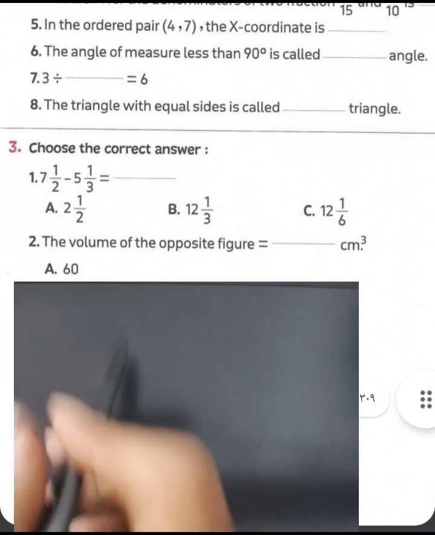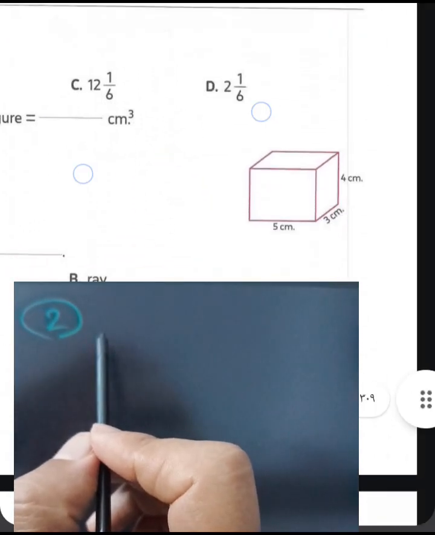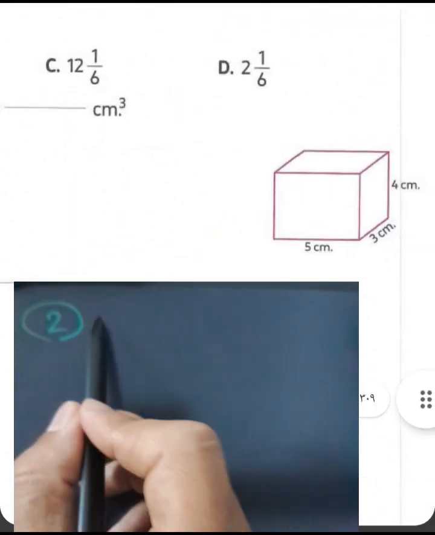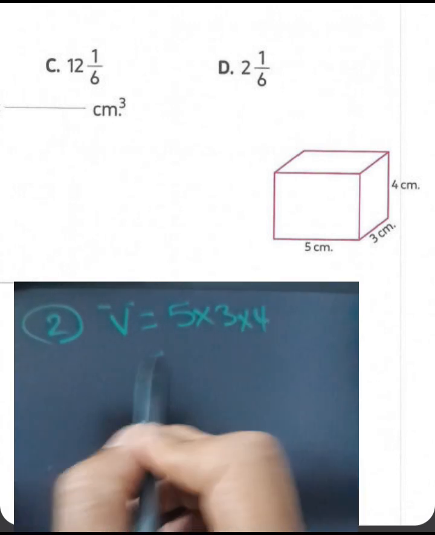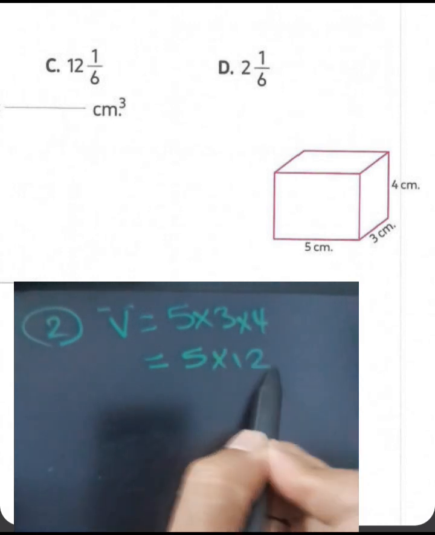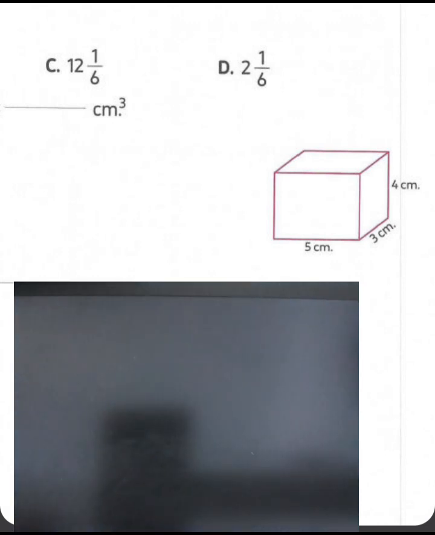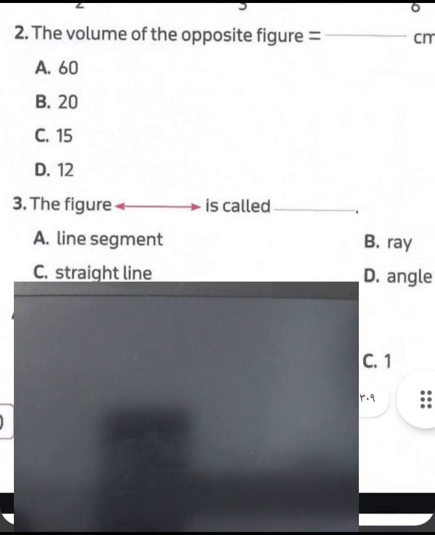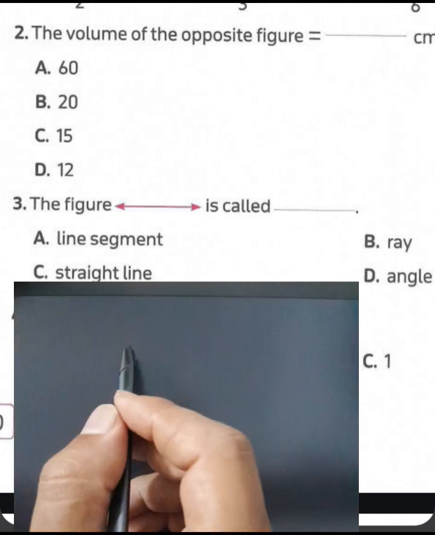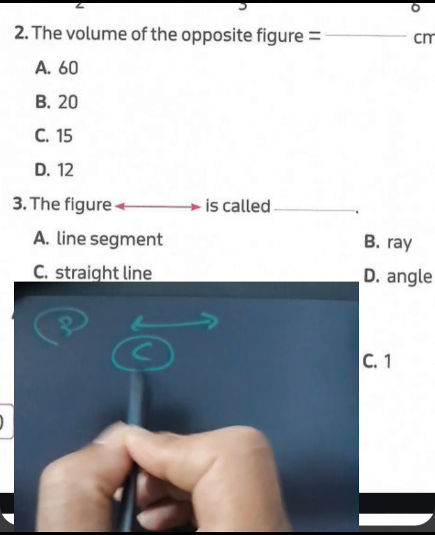Question number 2. The volume of the opposite figure, length times width times height, write 5 times 3 times 4. 5 times 3 times 4 equals 60, then the result will be 60 cubic centimeters. Next question. The figure here is called a straight line. We have here a straight line. Choose letter C. We call it a straight line.